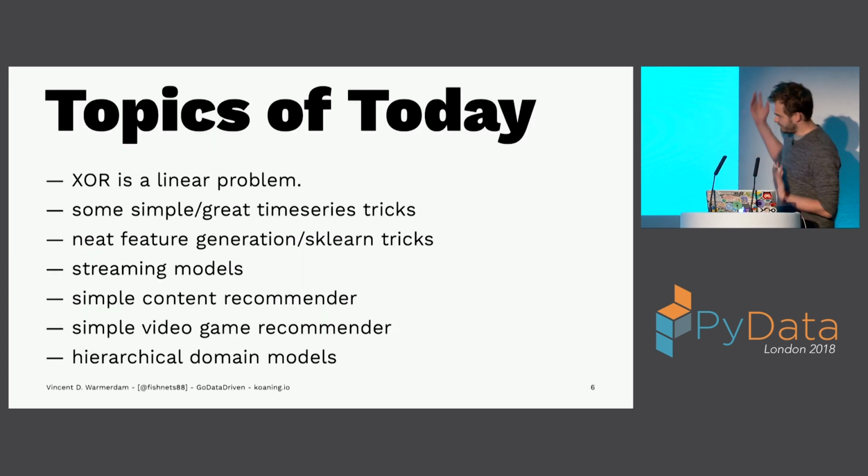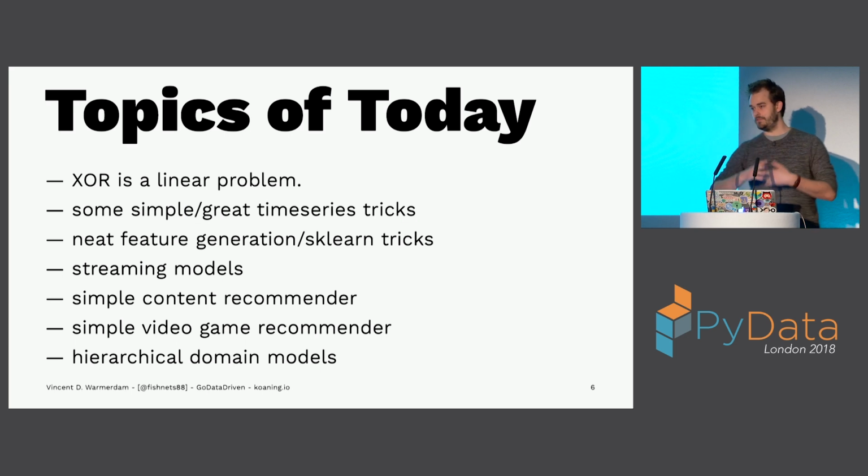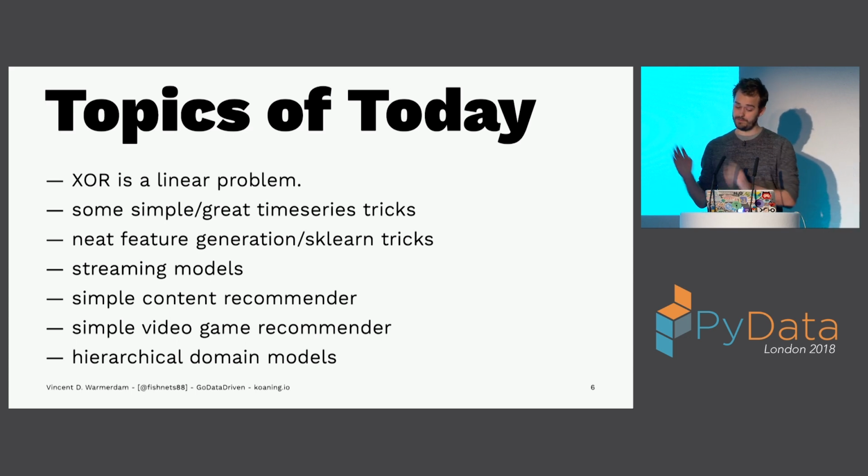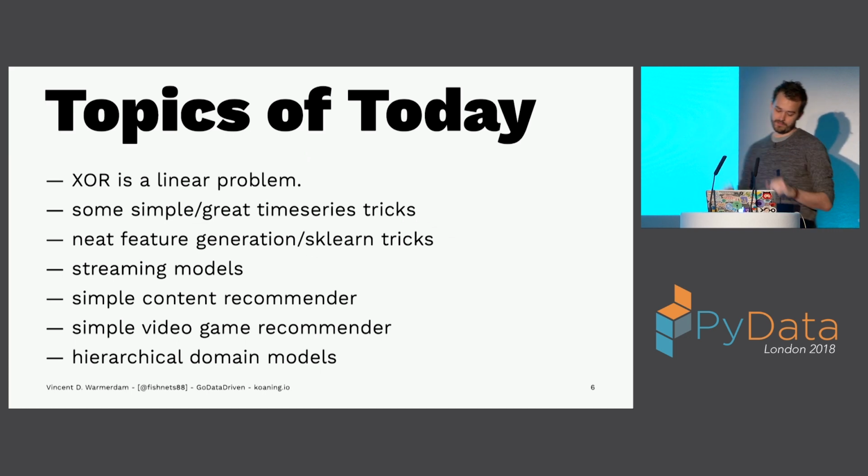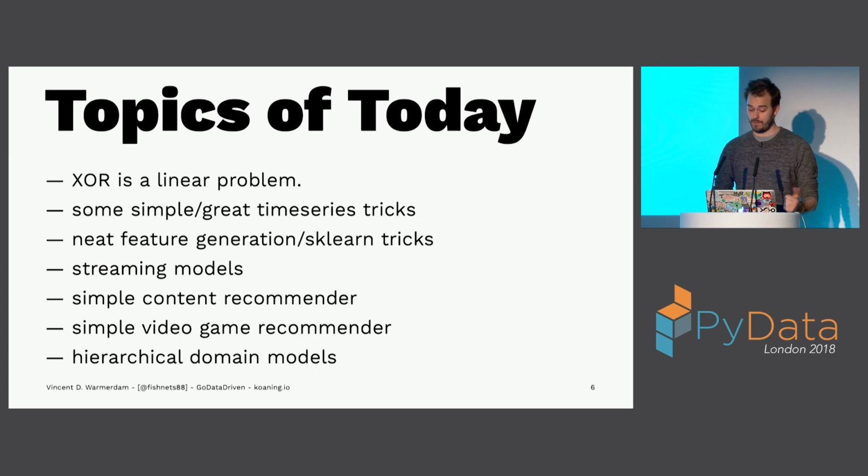There are a couple of topics that I'll discuss, and I will be going over all of these relatively quickly due to time, and I hope I will mainly leave you with a lot of intuition. I will start by saying that XOR actually is a linear problem. I'll show you a lot of great time series tricks, especially if you're going to predict a long time ahead. I'll show you some small feature engineering tricks. We'll discuss streaming models, that's models that learn data point per data point instead of on a large batch file. We're also going to talk about recommenders, a video game recommender, and afterwards I'll end on something that I think might be the future of machine learning, namely hierarchical domain models.